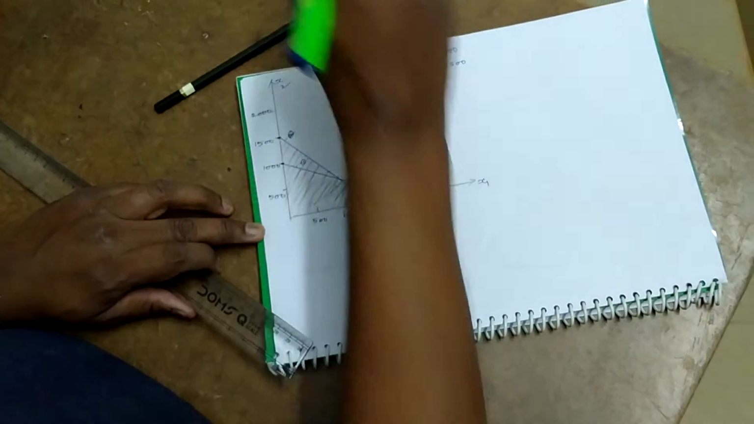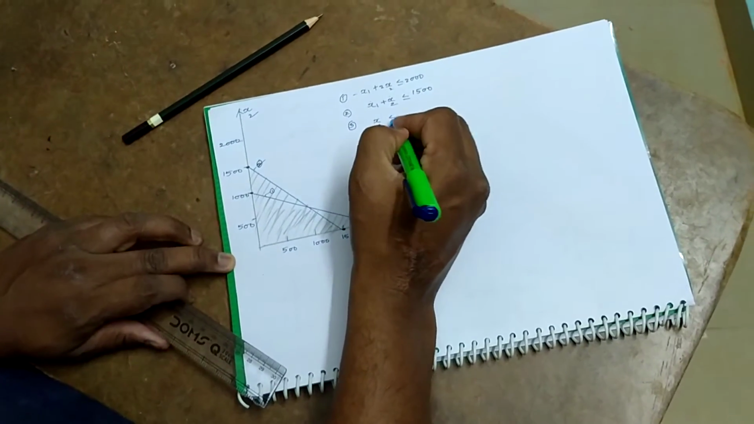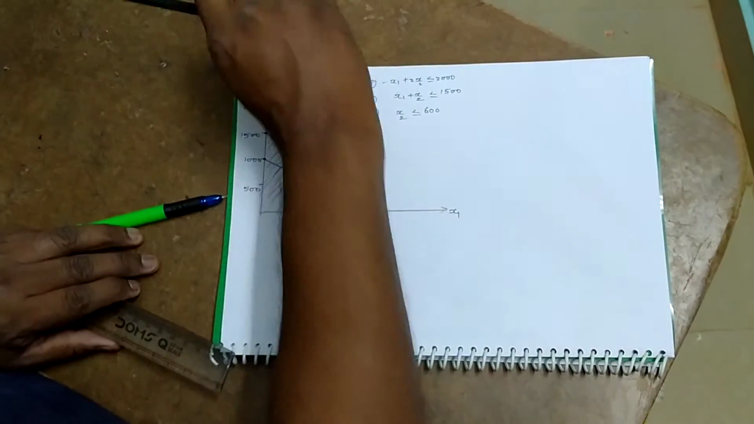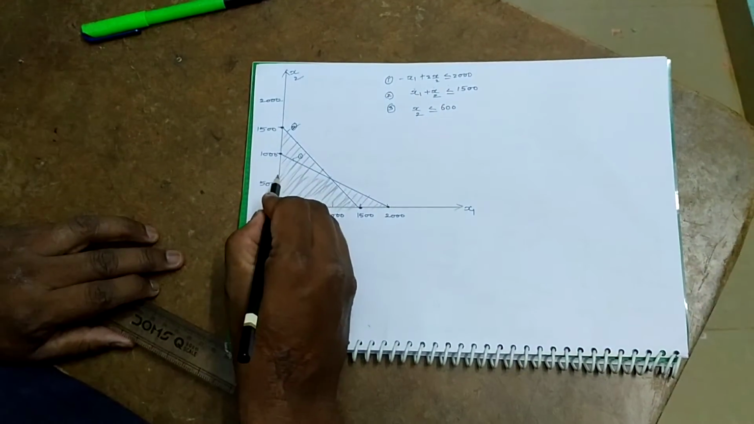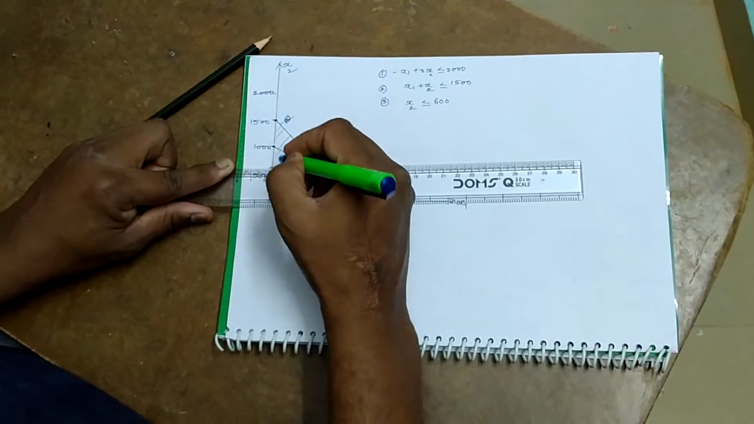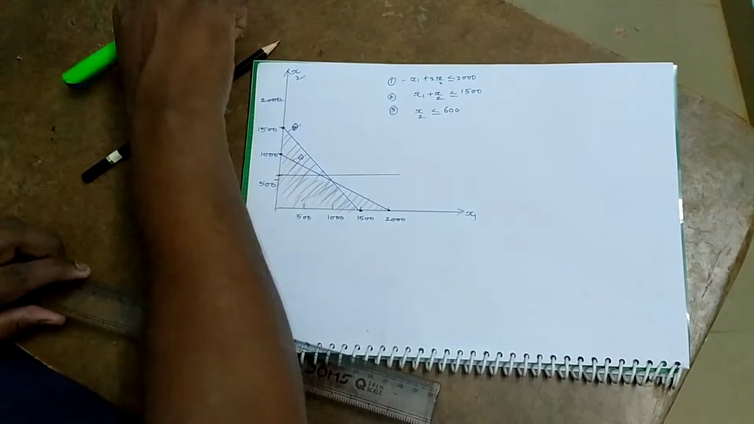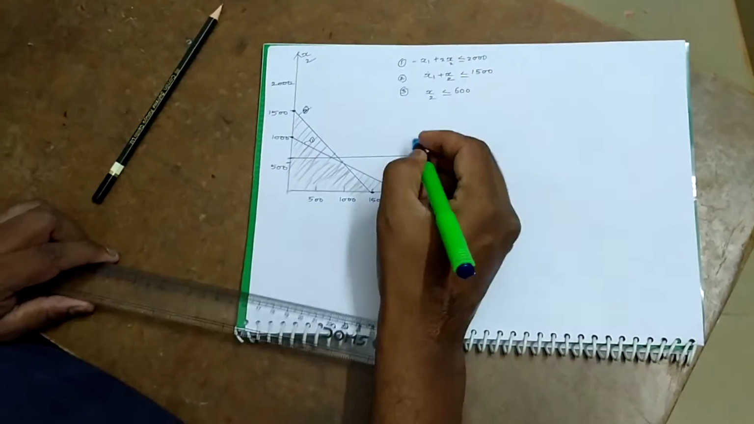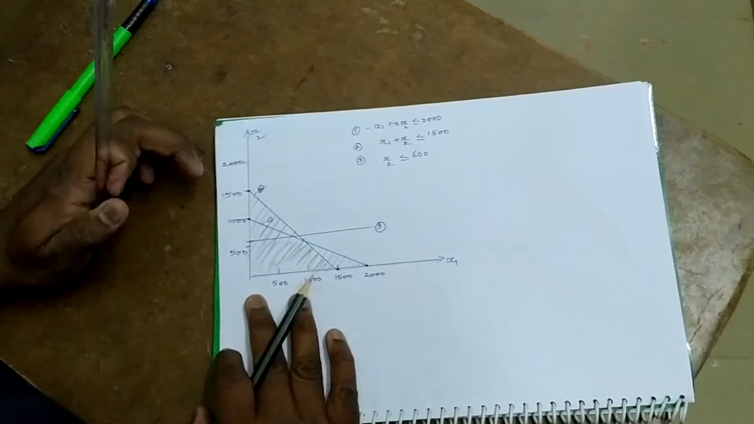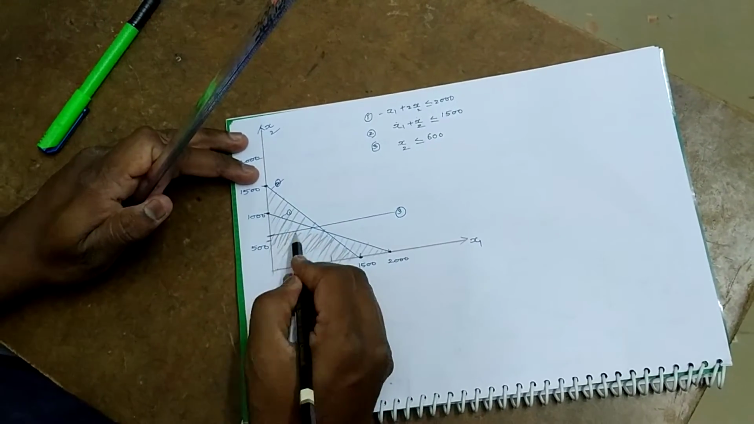Now let us see the third equation, which is x2 is less than or equal to 600. See here it is 500, so 600 will be approximately here. Again you can draw one line corresponding to this 600. Now this is line 3. Now we need to find the feasible region. The feasible region will be below this third line, like this.